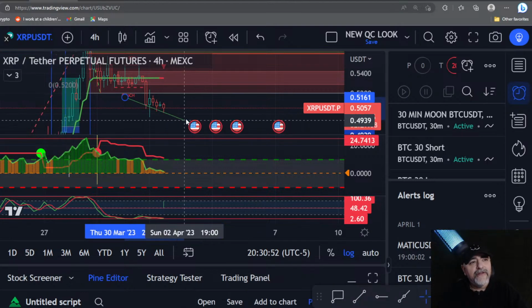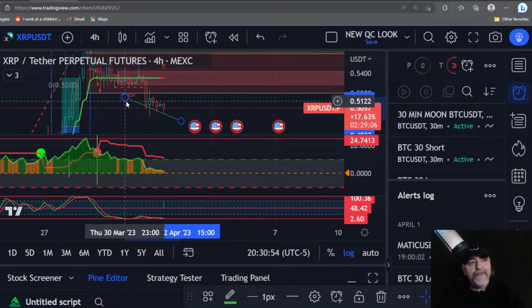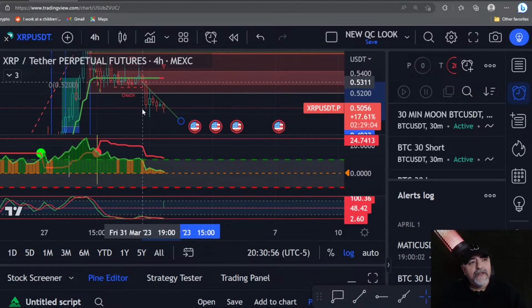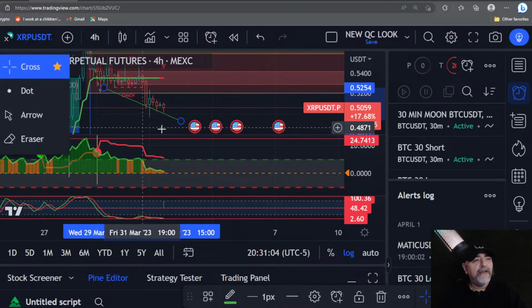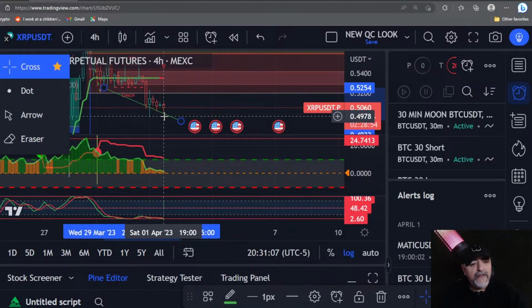So this still is a short, right? So for me, XRP is still in a short. I'm not too worried about this little bounce. That's just people manipulating the market here or overbuying and they don't know what they're doing here, which is okay, guys.